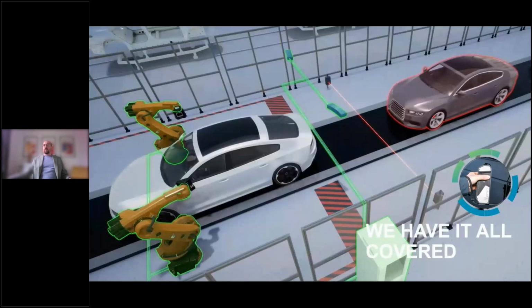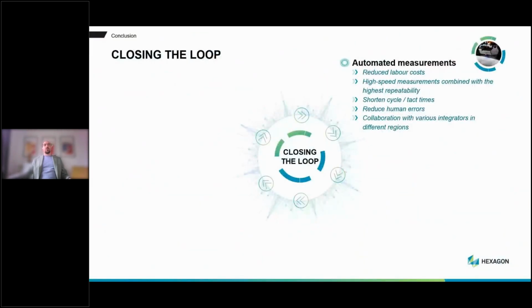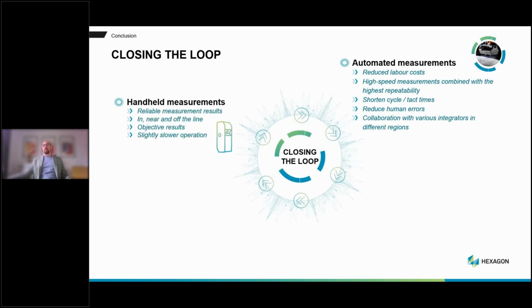So summing up, we have covered it all. We supply automated measurements, reduce the labor costs with high-speed measurements combined with the highest repeatability on the market, shorten cycle times, reduce human errors, collaborations with various integrators in different regions. So we can help you basically everywhere around the globe. Handheld measurements, nothing we want to focus on today, but again, we have the same results on our handheld measurements as we do have them with our autonomous solutions.